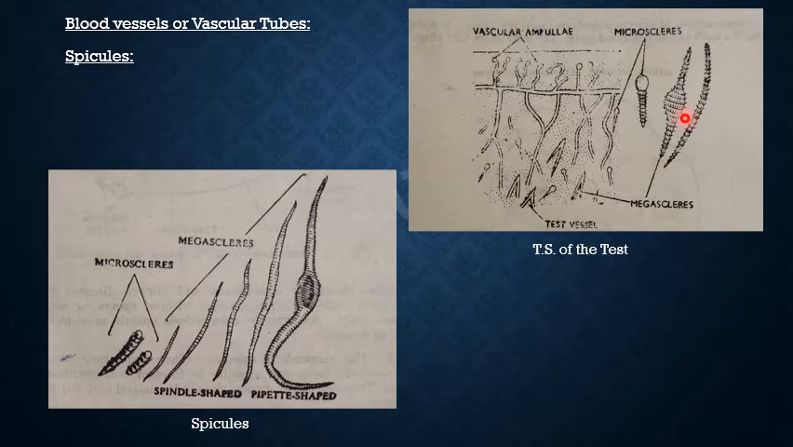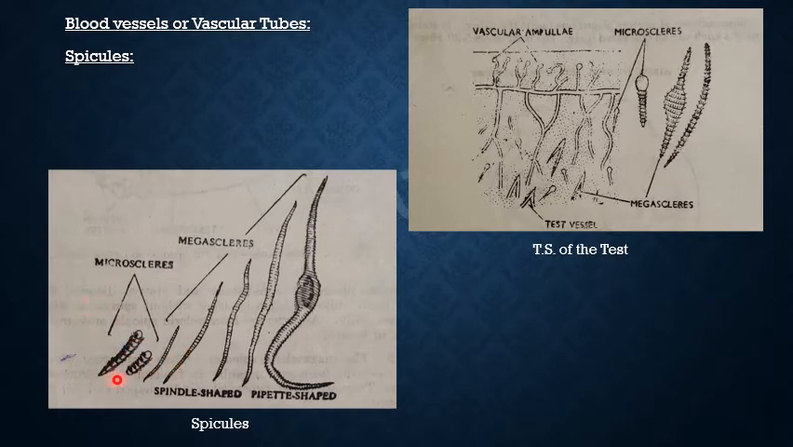Now let's start from megascleres. Megascleres, you can see these 2 types of structures and they are different in shape. One is pipette shaped and the other is spindle shaped. And for the detailed structure, let's come to this figure. Here you can see the pipette shaped spicule. It is labeled over here. This is a pipette shaped spicule, and it is the largest, as you can see.